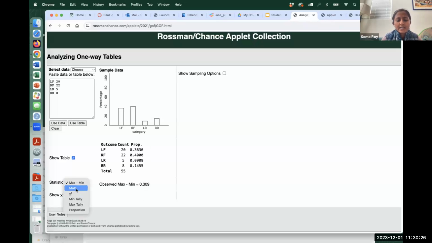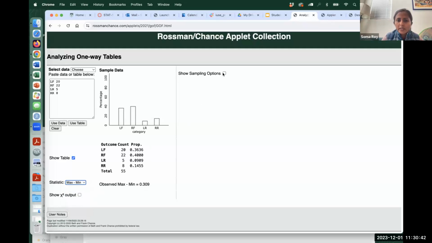You also have something called the MAD statistic. So that looks at the absolute difference or the mean absolute difference. And then you have the chi-square, the minimum tally, maximum tally, and so on. So let's stay with the max minus min and see what happens.